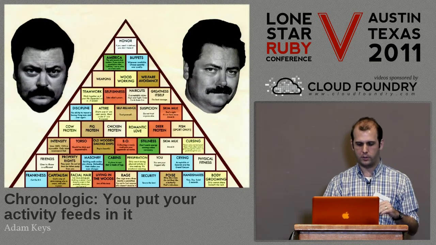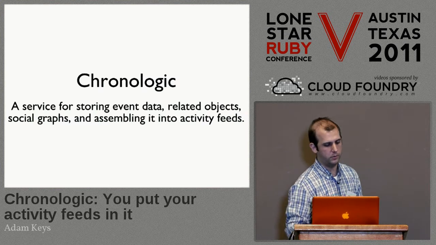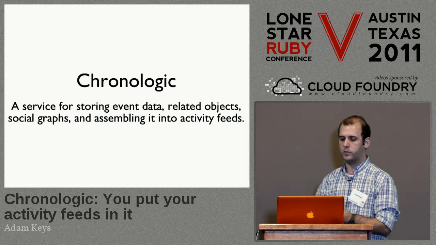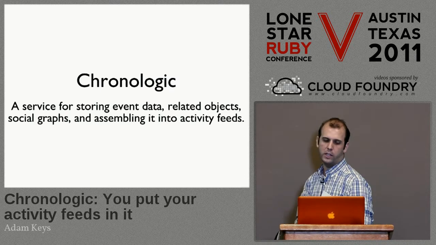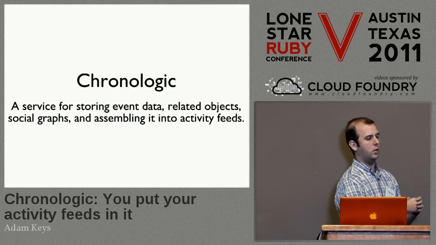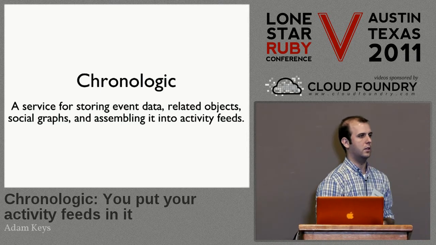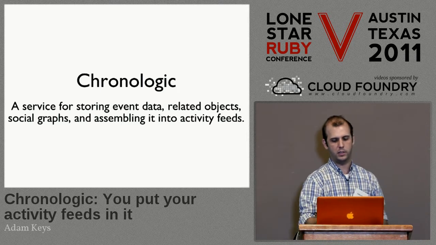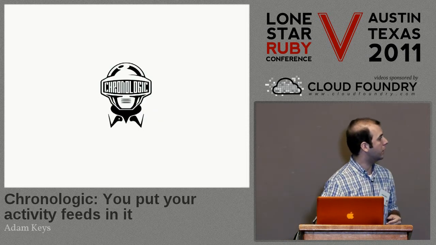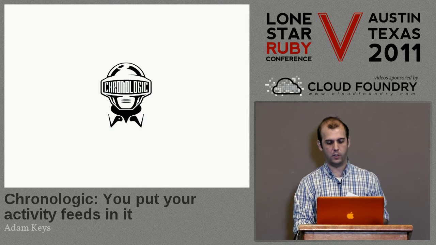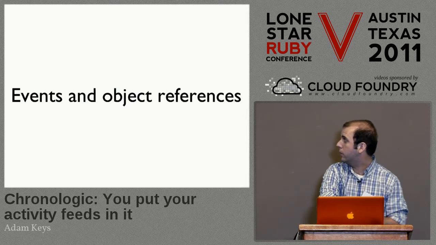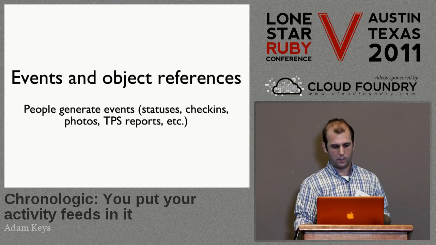So these are all things that Ron Swanson would love. Okay, so the meat, Chronologic. It's a service for storing event data, their related objects, mapping that to a social graph, and then assembling feeds of these events and objects and sub-events. So I work with artists, very awesome artists who draw icons all day, and so I got a cool logo for my project.